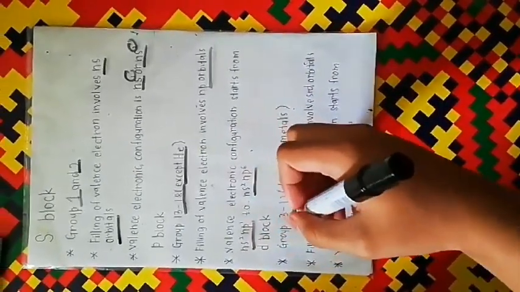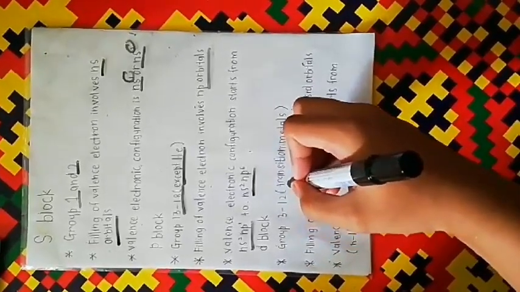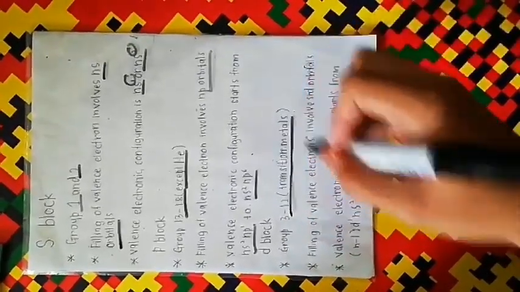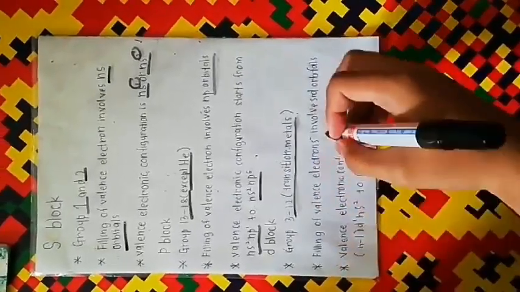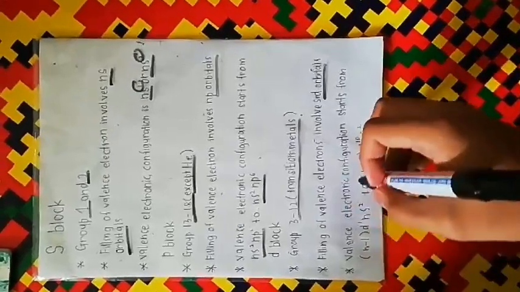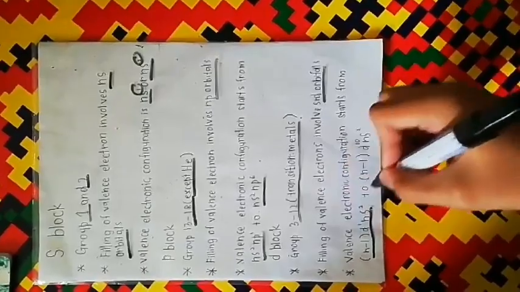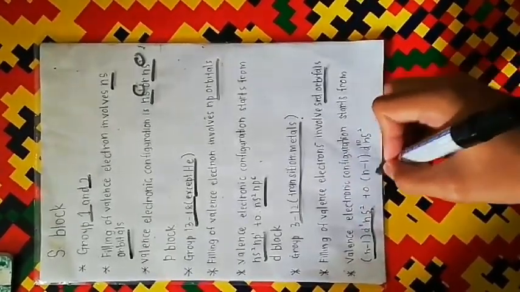Lastly is D block. D block consists of group 3 to 12, also known as transition metal, and filling of valence electron involved is D orbital, and valence electronic configuration starts from (N-1)D1 NS2 to (N-1)D10 NS2.